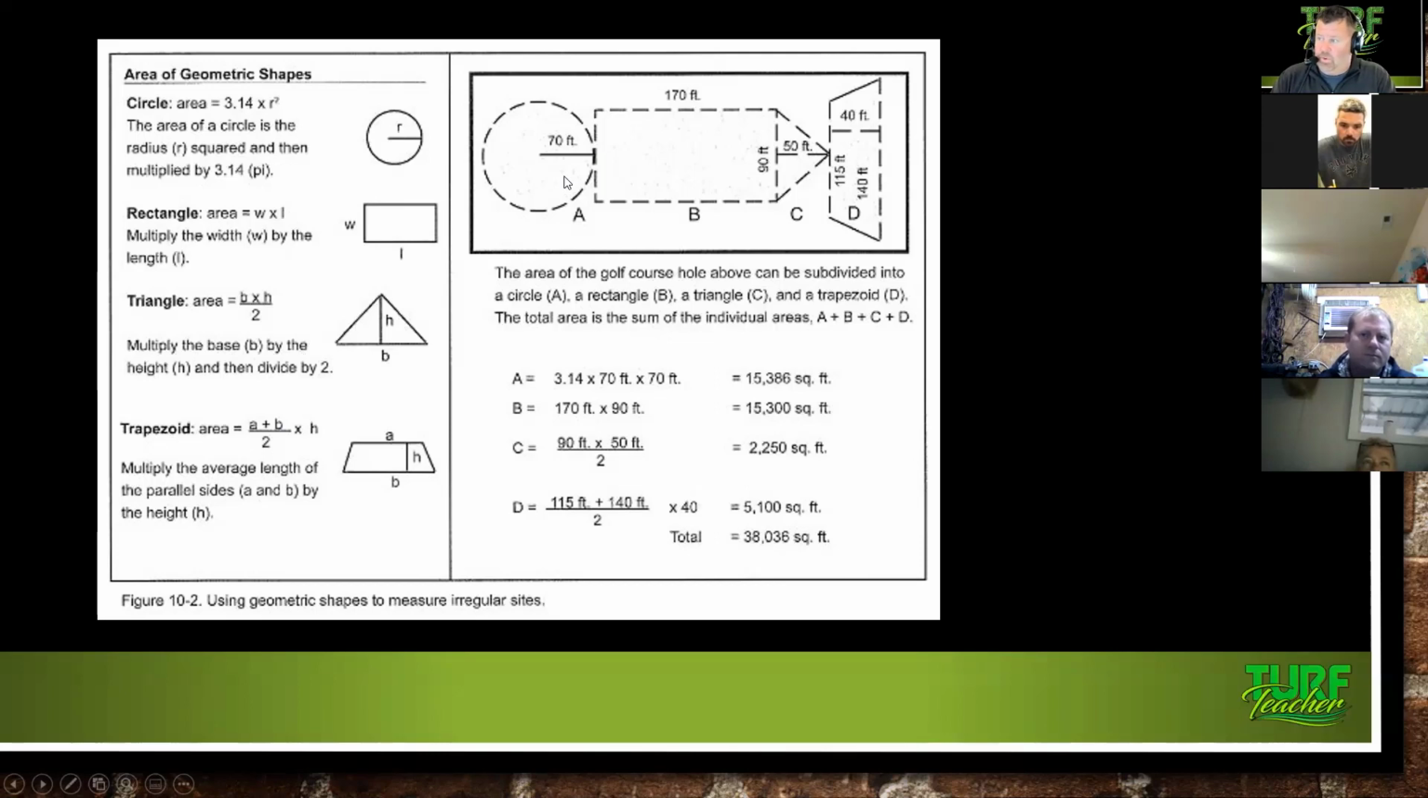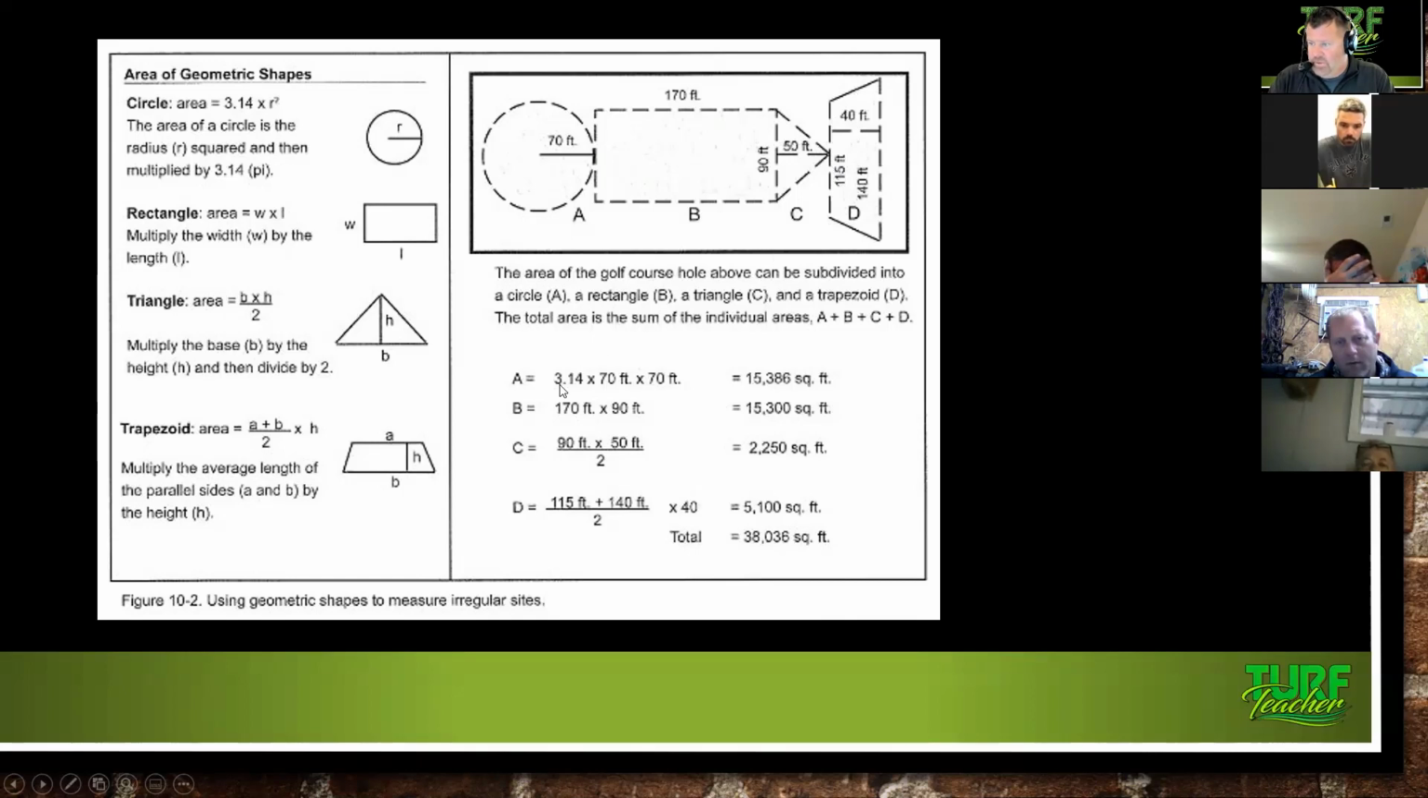And so here's a typical golf course site. If we got any golf course people on here, I know this is a review, but this is actually kind of cool, figuring out how much square footage is actually in, let's call it, hole number 1. And so we got A, which is a circle. We've got B, it's a rectangle. C is a triangle. D, we got that trapezoid.